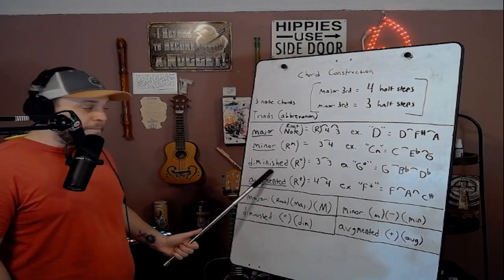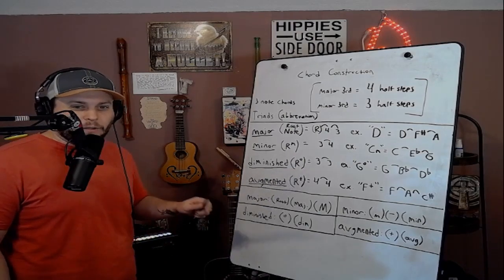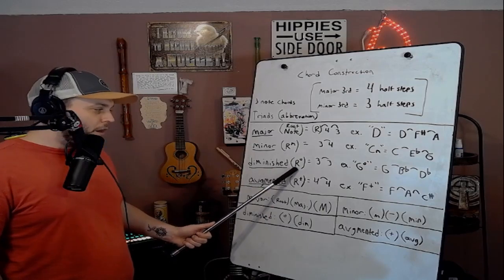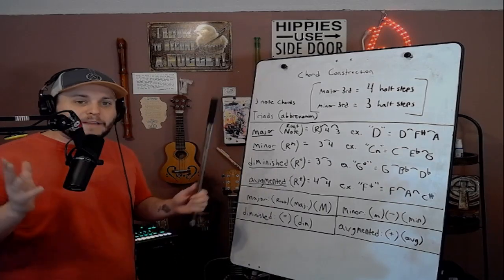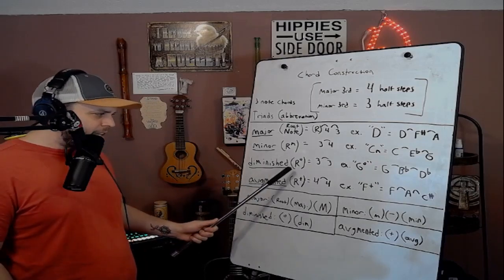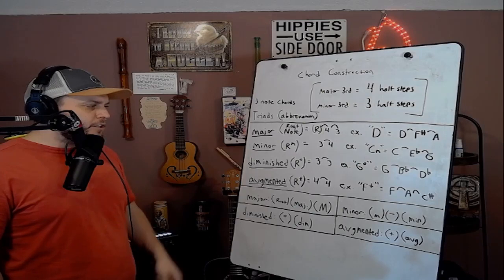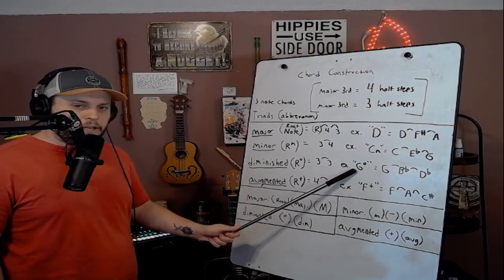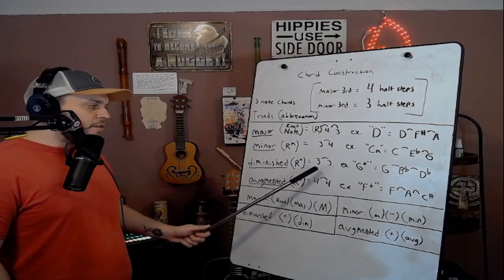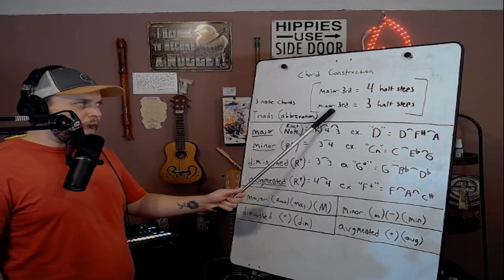The next one is diminished, and it's got your root note followed by a little degree sign, like a little circle or something like that. Insert root note, A flat diminished, G diminished, F diminished, whatever. It's got your root note followed by a degree sign. For example, G diminished. And the formula for diminished is 3 then 3. Minor third, minor third. Okay?